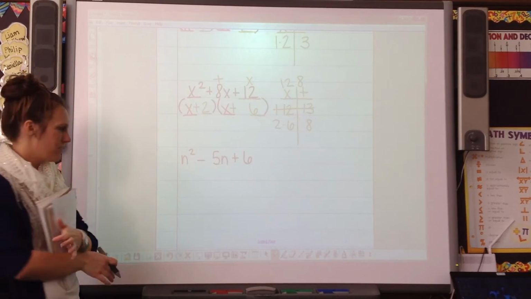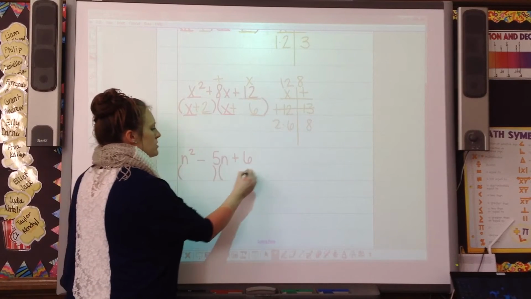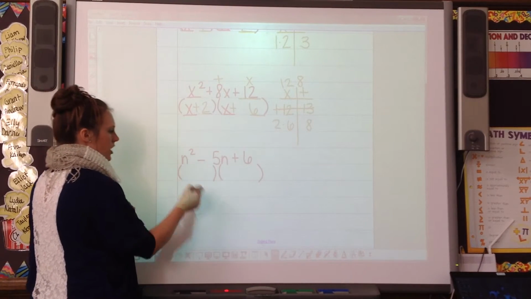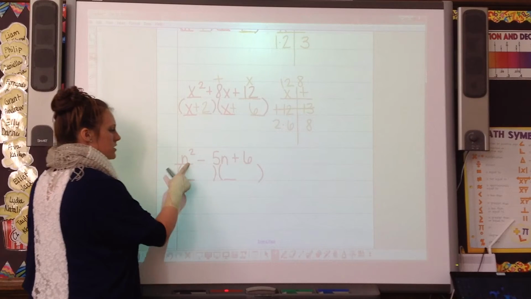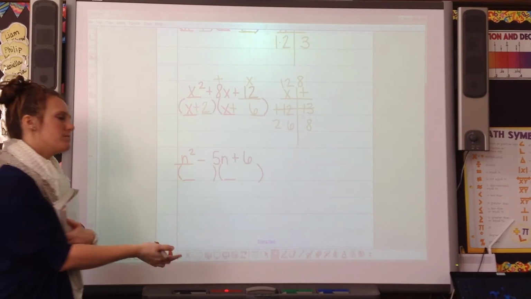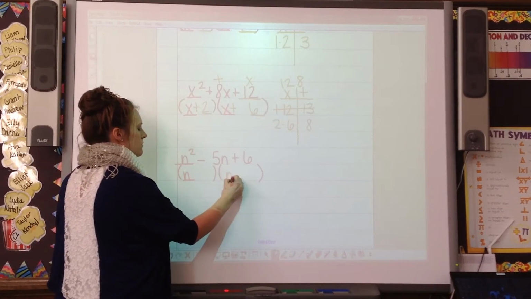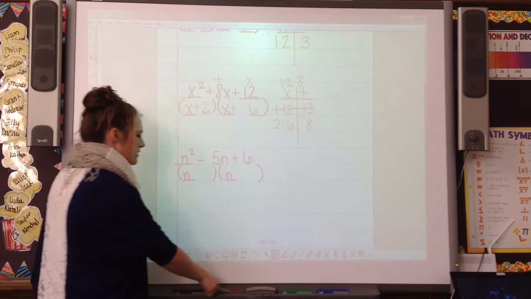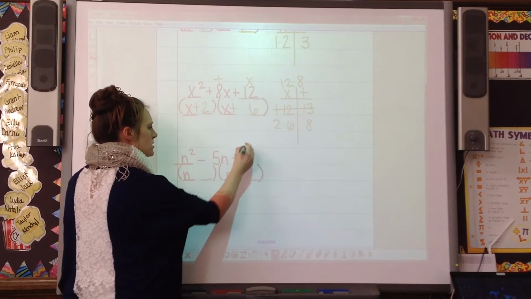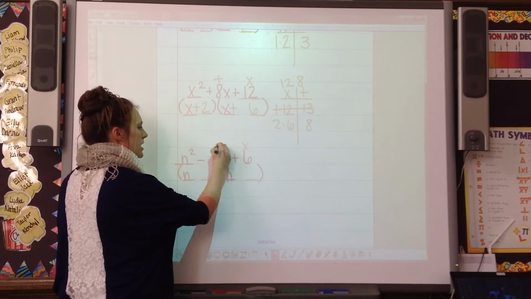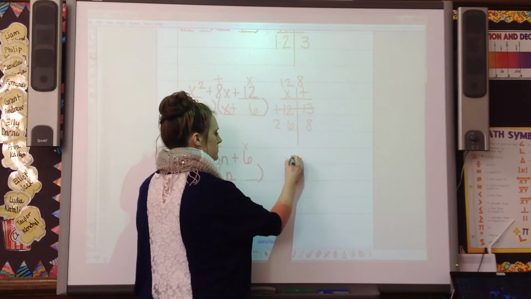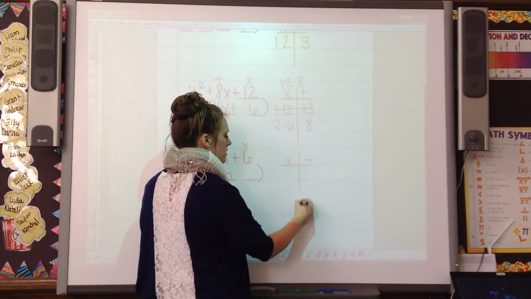Now I'm going to add in negatives. Our answer is still going to be two binomials multiplied by each other. Our first term is still going to be the first term multiplied here. Something times something is n squared. And to find the last two terms in the binomial, you are still multiplying to get this term and adding to get this term. Set up your t-chart.